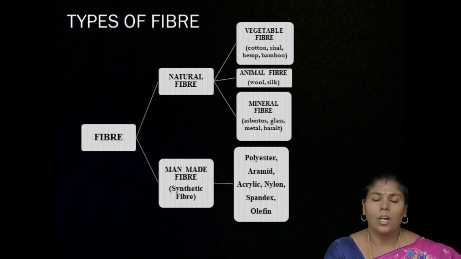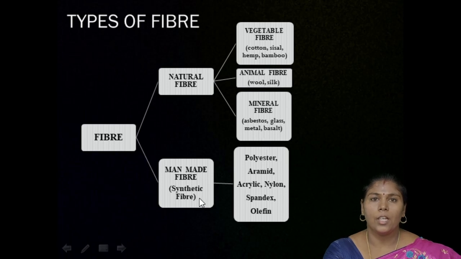Natural fibers have been used for more than 1000 years. People are using many naturally made fibers. Natural fiber examples are vegetable fibers, animal fibers and mineral fibers. Vegetable fibers include cotton, sisal, hemp, jute and bamboo. Animal fibers, we all know, are silk and wool. The next one is mineral fibers: asbestos, glass, metal and basalt.